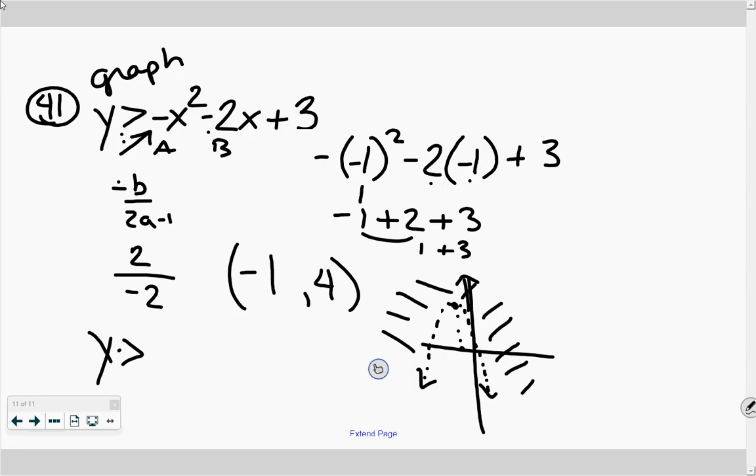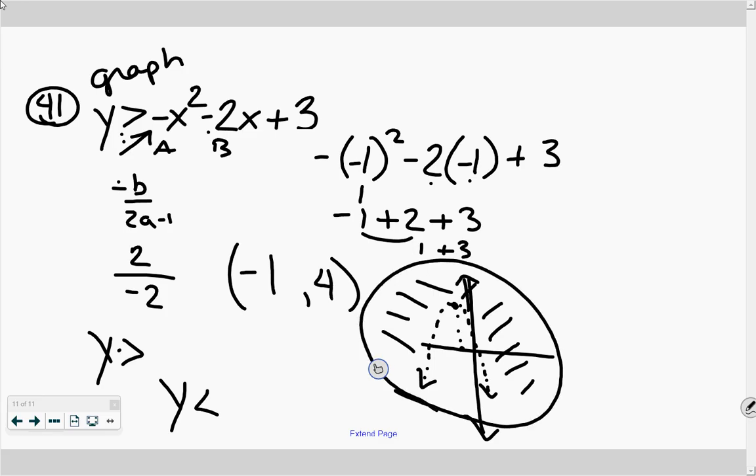If it was y is smaller, which it's not, the y's get smaller going this way, then it would be on the inside of the parabola. So this is what it's like. So that one was 3 points. So is it in the right spot? Is it dashed? And then is it shaded properly?